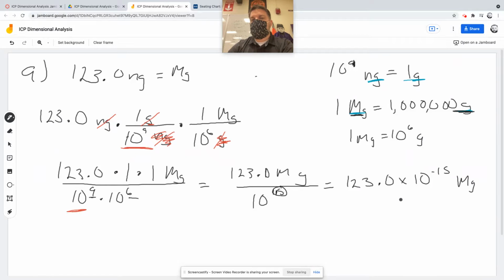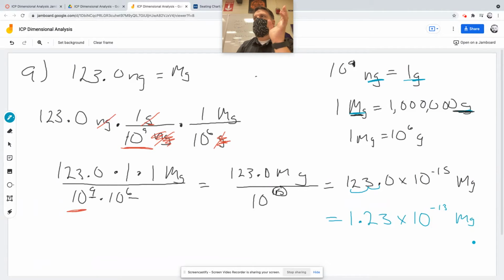But now this isn't true scientific notation. I'm going to need to move this decimal over 1, 2 units. So really, I should write my answer as 1.23 times 10 to some other number. So does this become negative 13 or negative 17? That's the question. Negative 13. Why'd you say that? Because it wasn't to the left and it's going backwards.